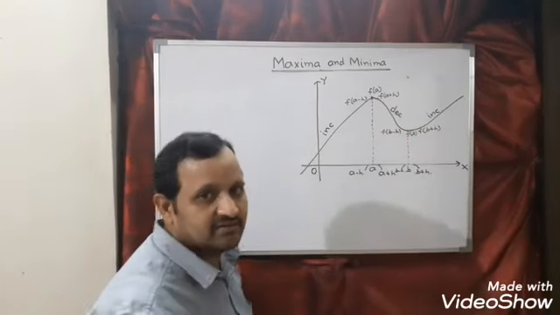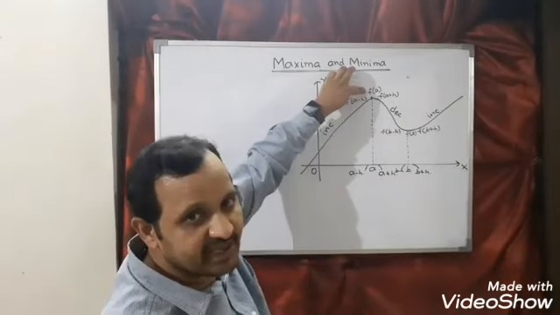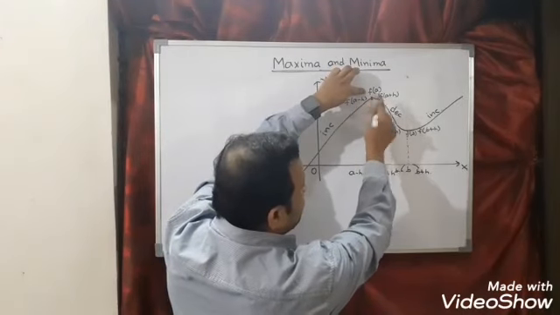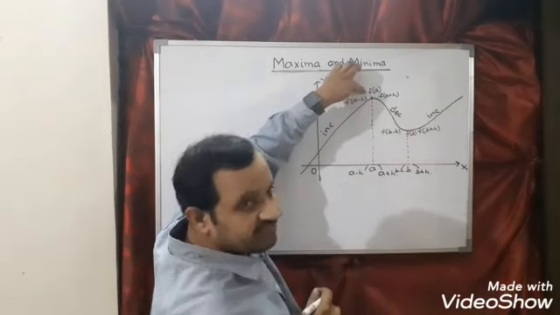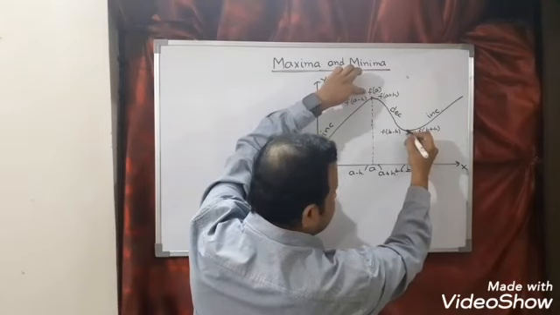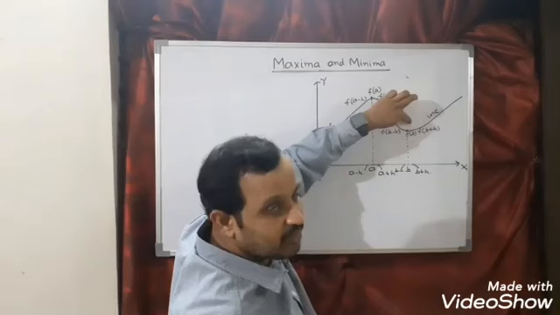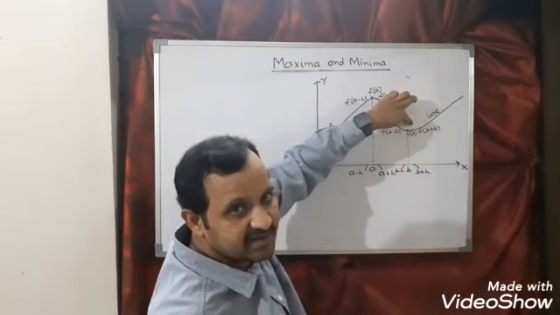So how to define maximum and minimum value? You can see here f of A is the greatest of all the values which are very near to A. So we can say f of A is the maximum value. Similarly, this point is the smallest of all the values in the small neighborhood of B. So we can say f of B is minimum.